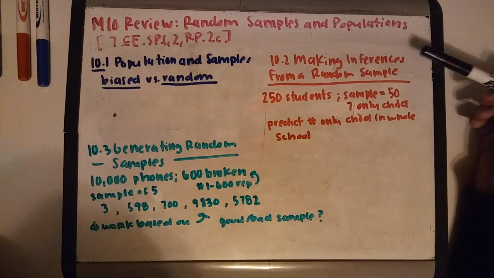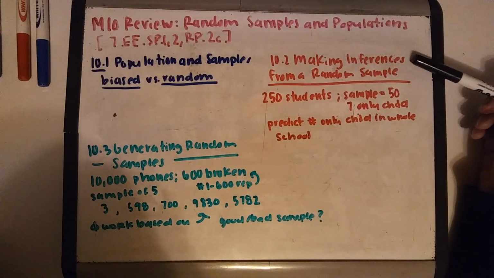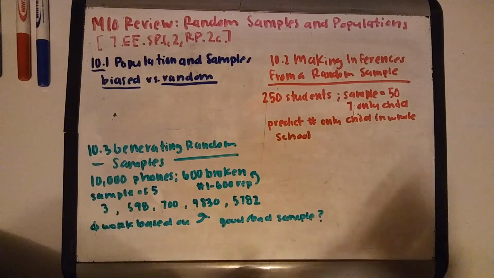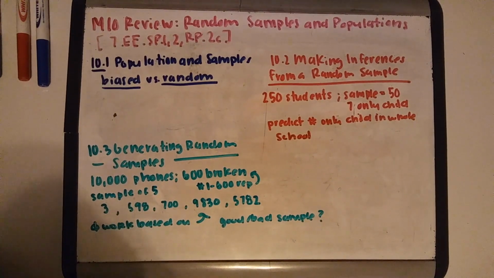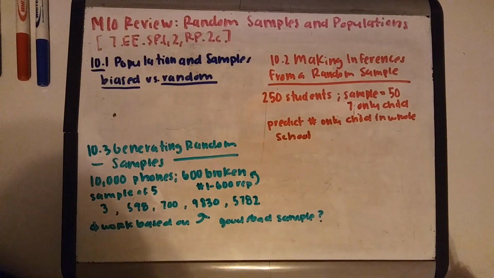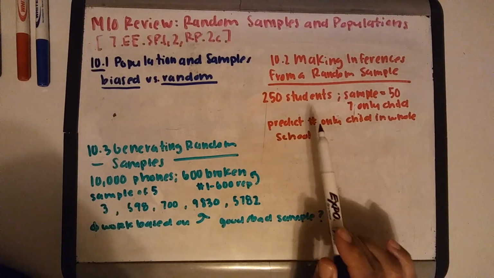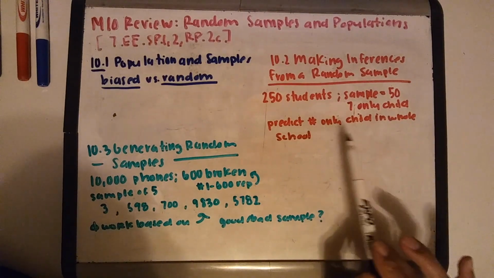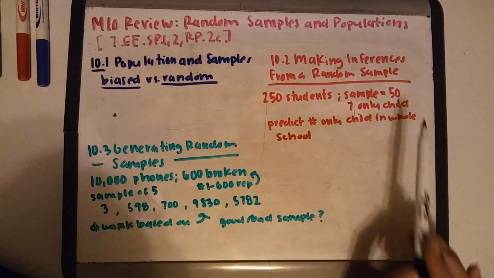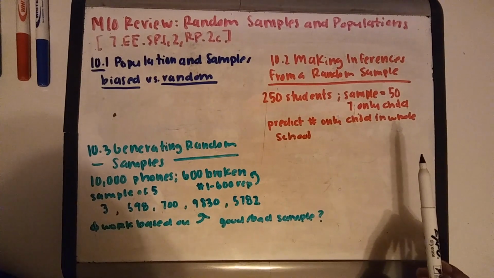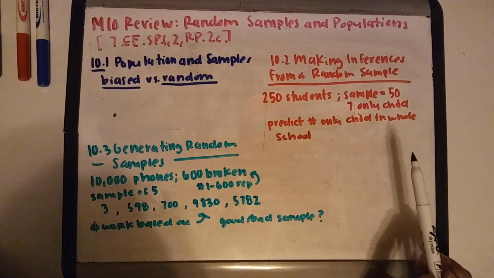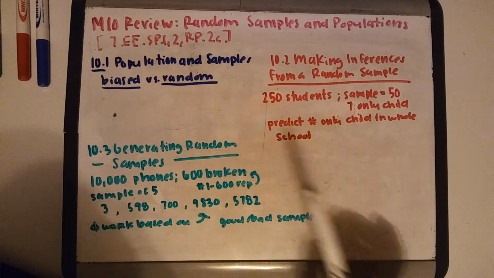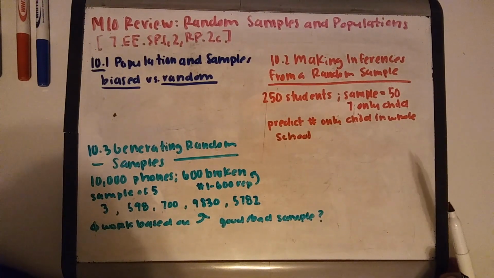And then for making inferences, this one is a little more mathematical because we do have to use proportions, which I like. In this one, we're going to make an inference given the information. We have 250 students in the school, and we get a sample of 50 kids, and 7 of those 50 are the only child, so they don't have any siblings. We want to predict the number of students that are the only child in the whole school.